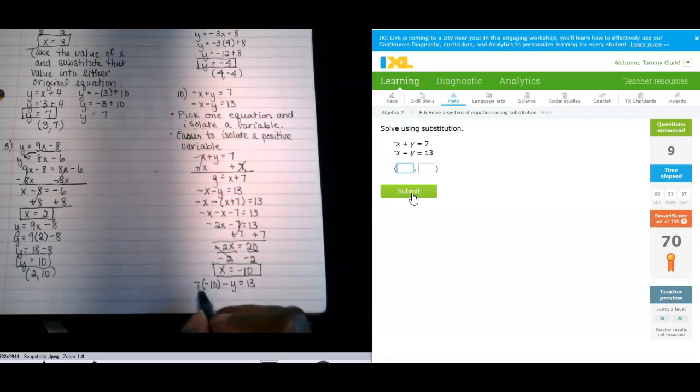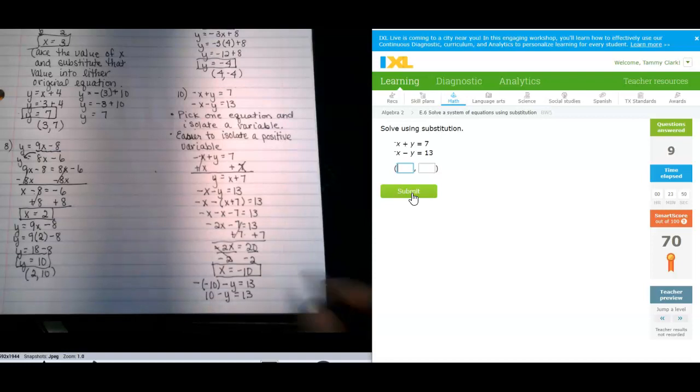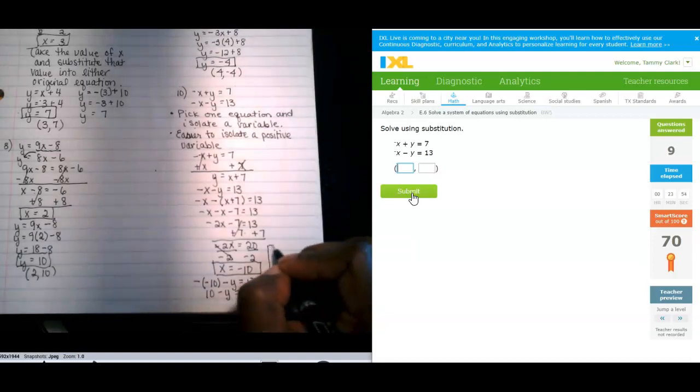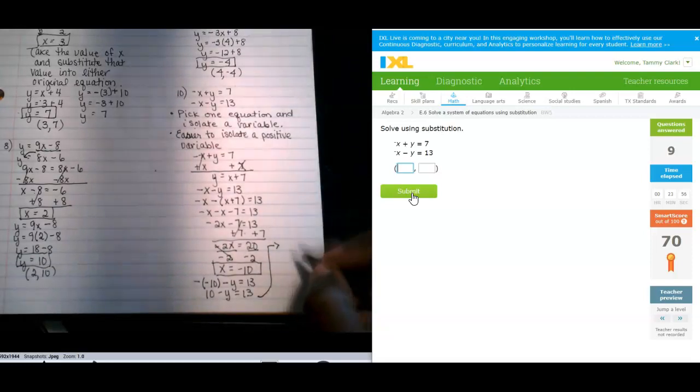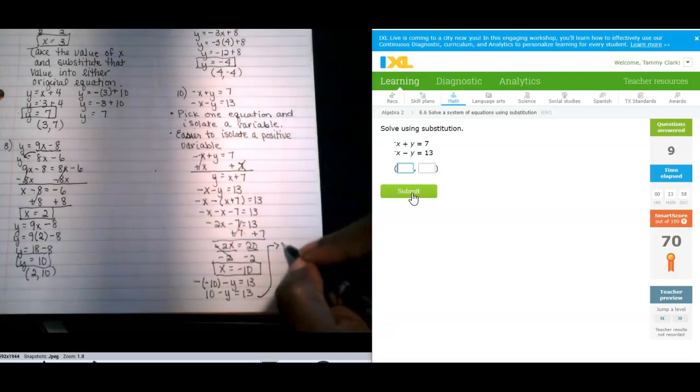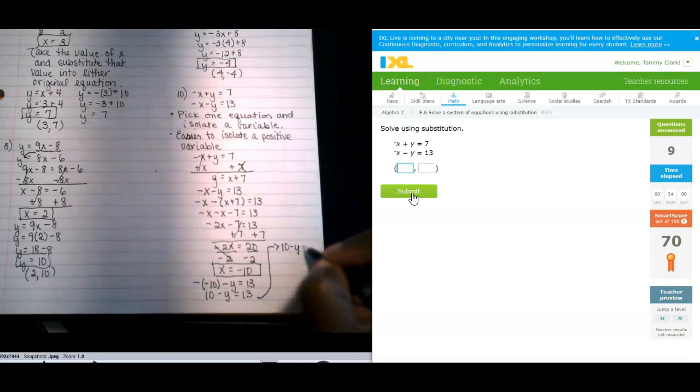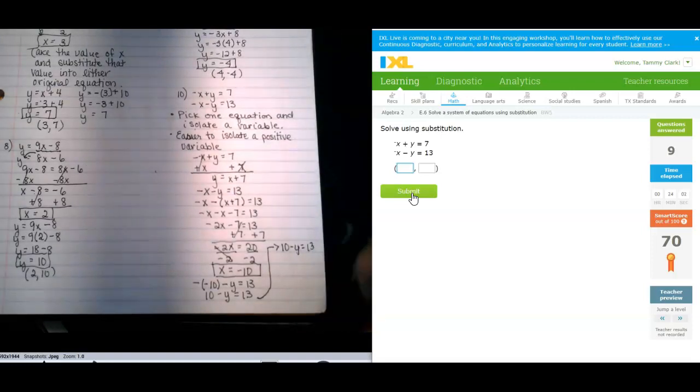So I've got negative multiplied by negative. So I've got 10 minus y is equal to 13. I've run out of room, so follow me. Let's go up here. I think that'll give us enough room. So we've got 10 minus y equals 13.